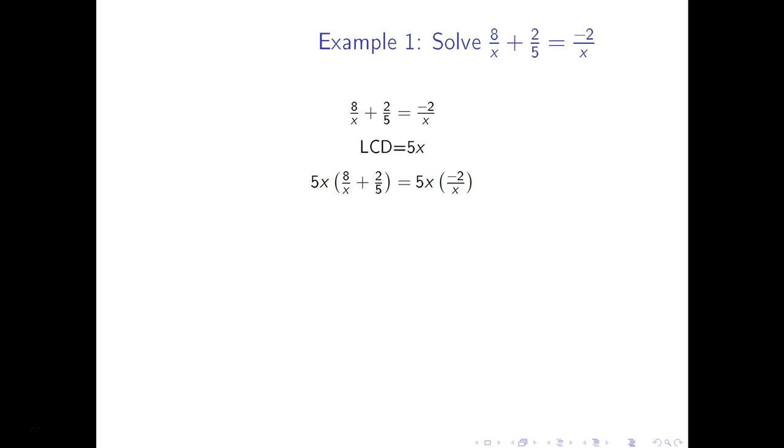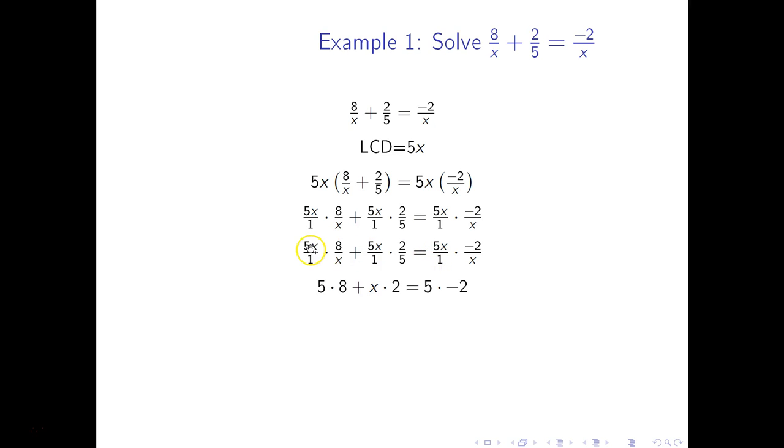I'll multiply both sides, because wherever I do something to one side, I have to do it to the other. And then if I distribute that 5x, now notice, let's look at this first one. 5x divided by x, those are going to cancel out, and I just get 5 times 8, which is 40. And 5 divided by 5 goes away, and just x times 2. And here the x's cancel. Again, I have this. Multiply those out, and we get 40 plus 2x equals negative 10.